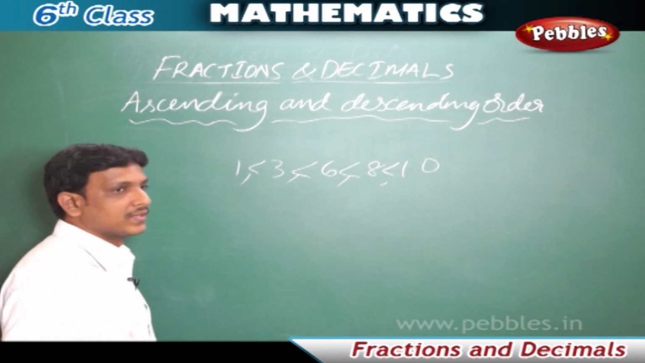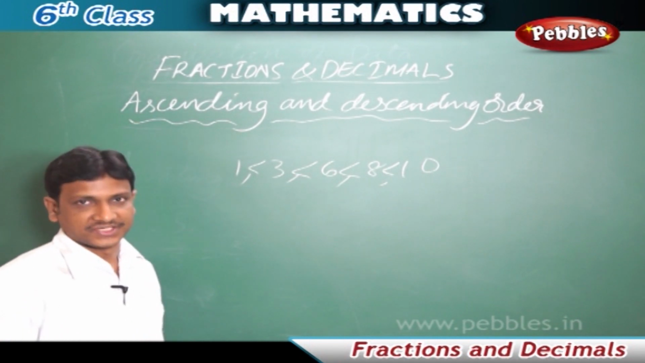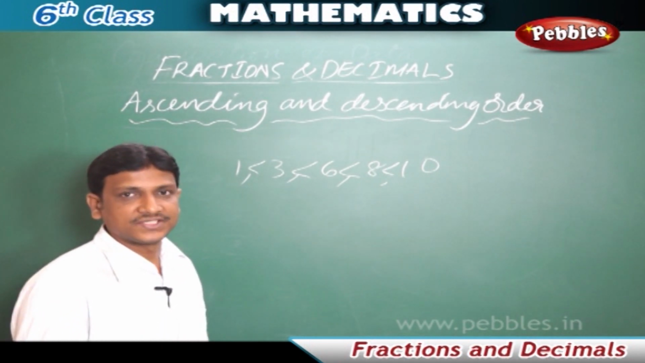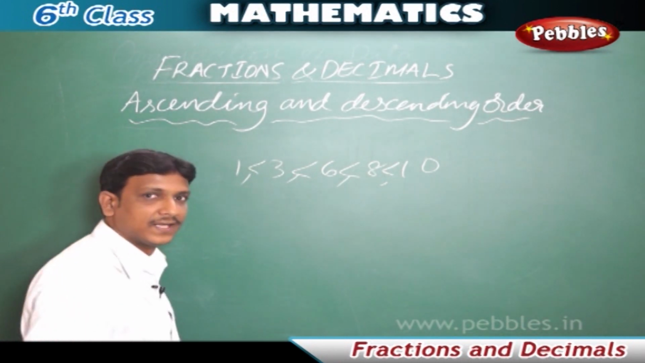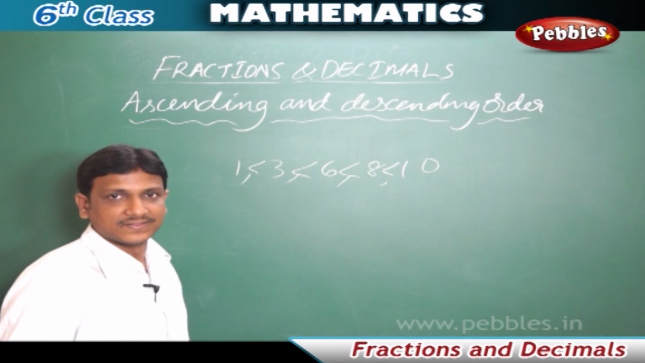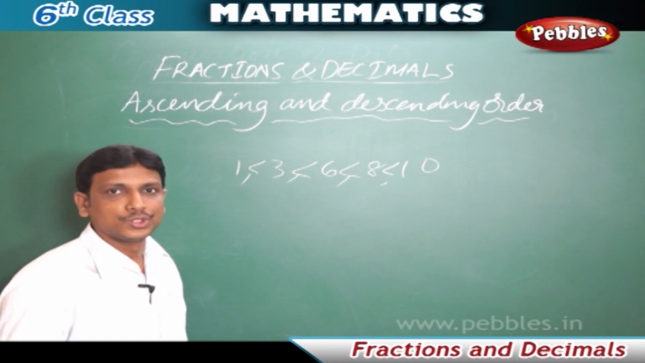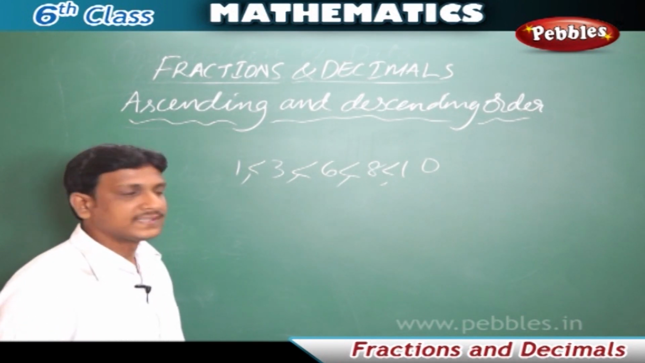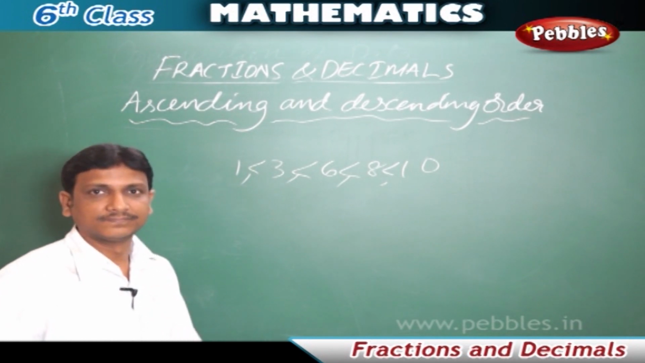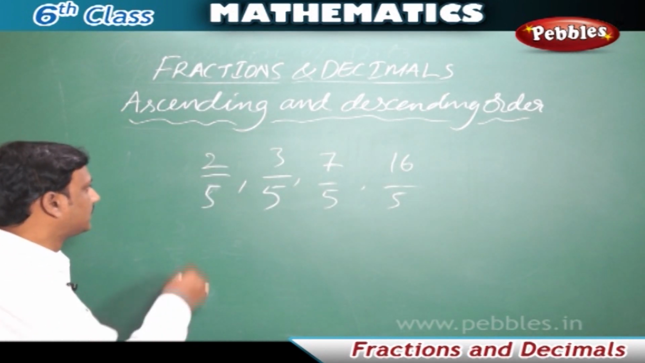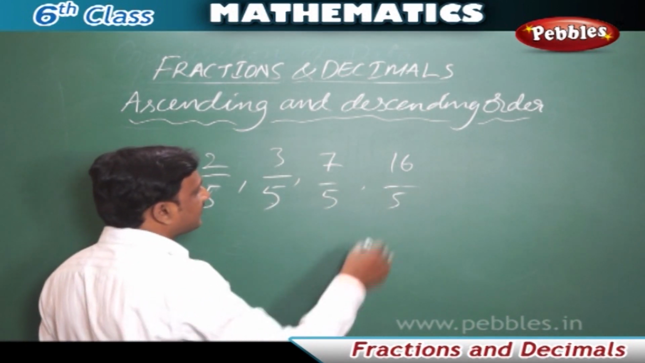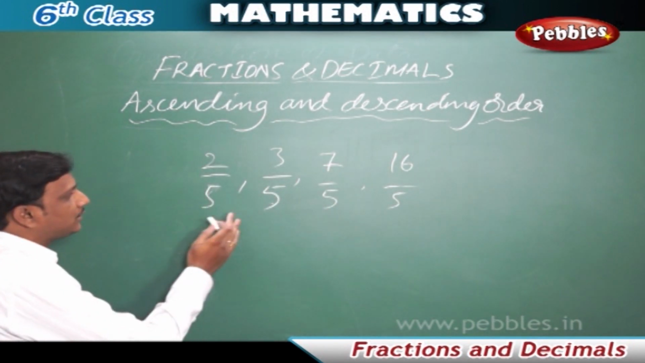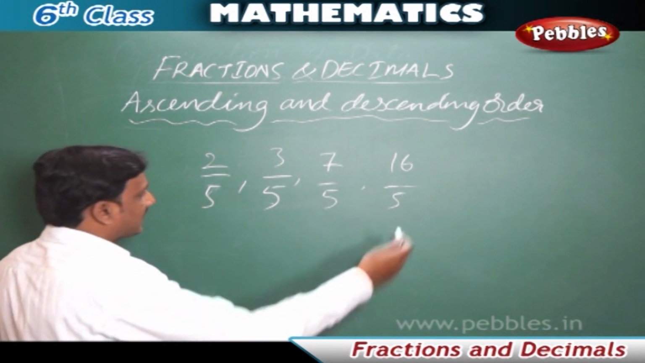In this way. So the same applies even to the fractions. If the fractions are written from smaller to bigger from left to right, we call it ascending order. If you do that in reverse, you call it descending order. Let us see some fractions in ascending order. 2/5, 3/5, 7/5, 16/5. So here the value is increasing from left to right.